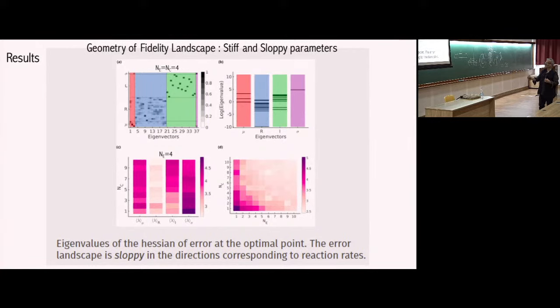So now, the bottom line is the following: the eigenvalues of the Hessian of the synthesis error at the optimal point show sloppy directions corresponding to the reaction rates. It's very sloppy in the reaction rates. That's the lowest. It's very stiff in the specificity direction.